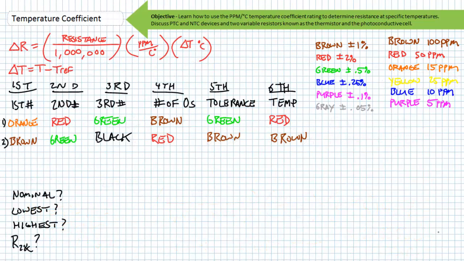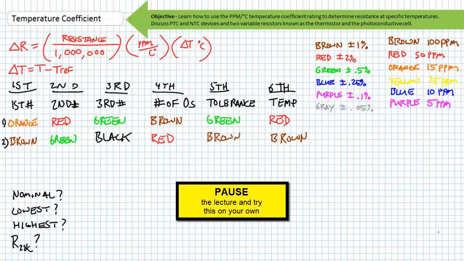Consider these two resistors employing the 6-band color code with the following patterns. What are these resistors' nominal values? Given the manufacturer tolerance rating, what is the lowest and highest resistance one might expect to see at the nominal operating temperature of 20 degrees Celsius? And finally, what is the resistance value of these resistors at, let's say, 28 degrees Celsius when we're assuming the resistor is the nameplate value without deviations due to manufacturing tolerance? Pause the lecture and see if you can knock this out.